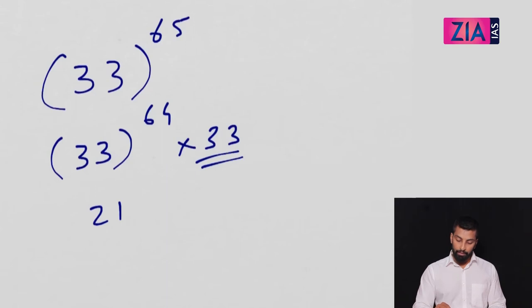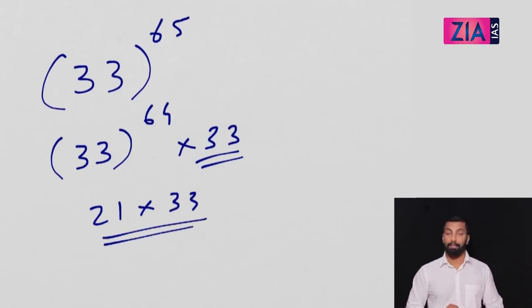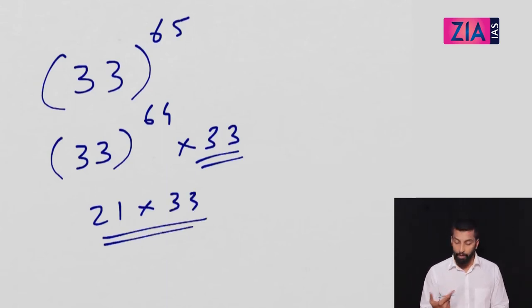Now this is the last two digits, so 33, you multiply, you can get the answer. That becomes difficult, but still you can find it. You will not get this question in your paper.